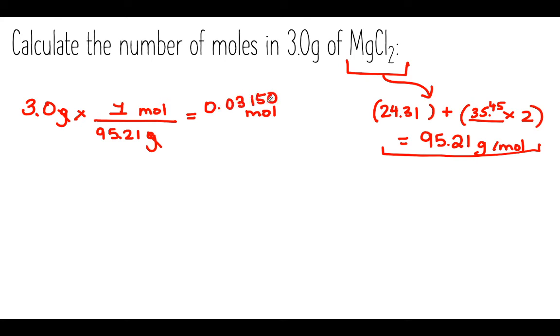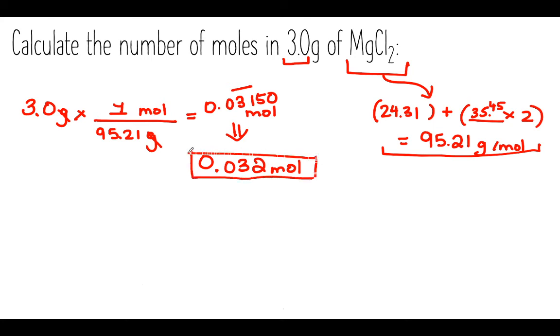Your final answer is going to be 0.03150, but we always have to keep in mind our significant digits. In this case, we've got 2 significant digits, so I need to round to this number. The number that's right beside it is a 5, so 0.032 moles of MgCl2. Okay, so this is my final answer.